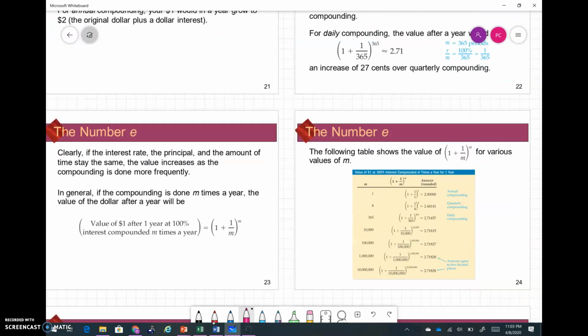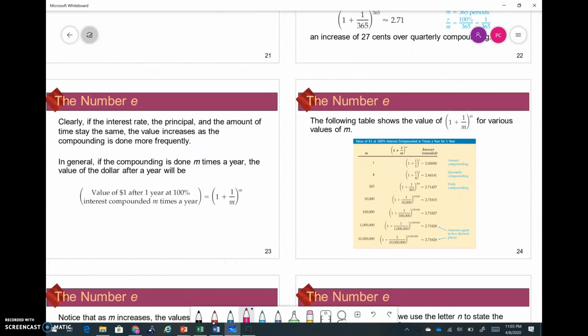Well, clearly, if the interest rate, the principal, and the amount of time stay the same, the value increases as the compounding is done more frequently. So in general, if the compounding is done M times a year, the value of the dollar after a year will be 1 plus 1 over M to the M power.